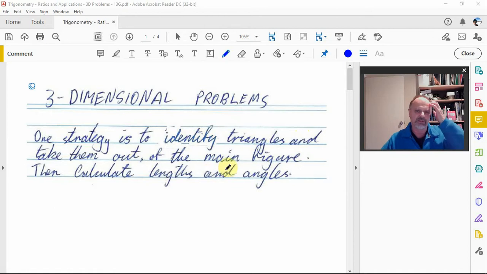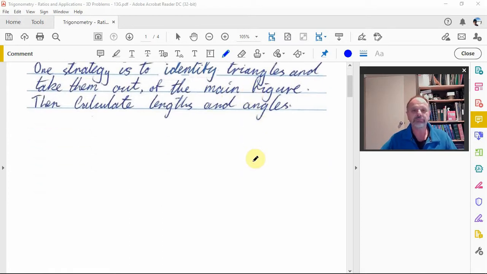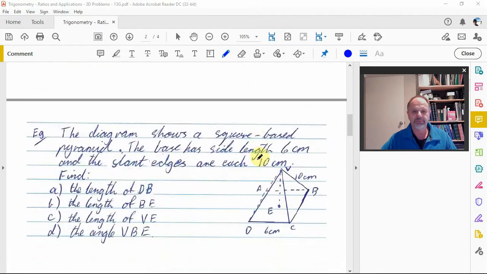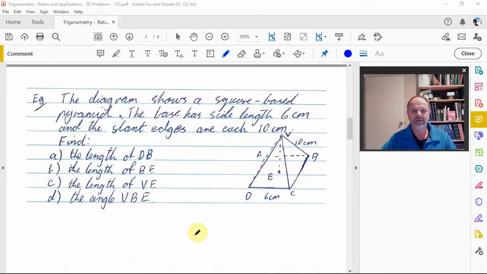So the big issue with this is three-dimensional, paper's two-dimensional, so you've got to somehow visualize what's going on. So let's have a look at some examples. Actually, one example with a few parts. All right, so here we go. A diagram shows a square-based pyramid. The base has side lengths of 6 centimeters and slant edges of 10. Find these things. All right, so here's our diagram.